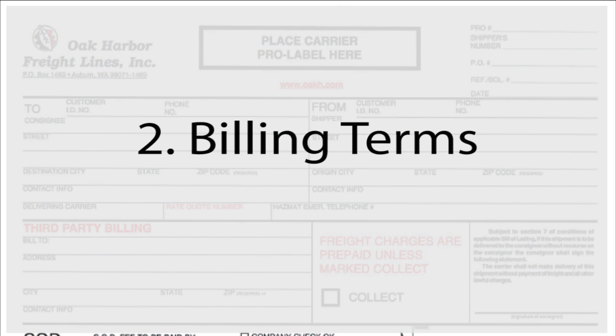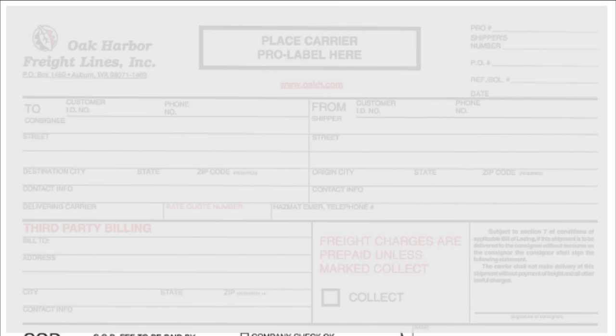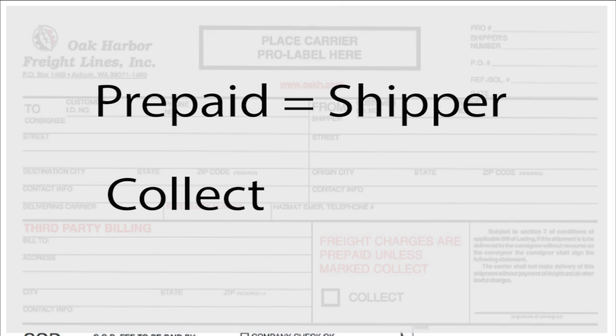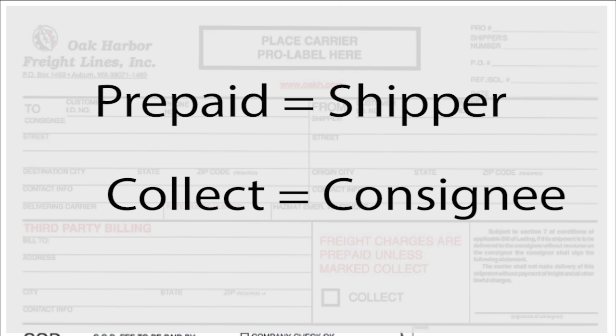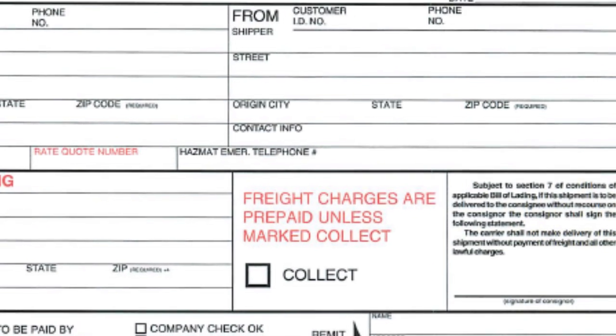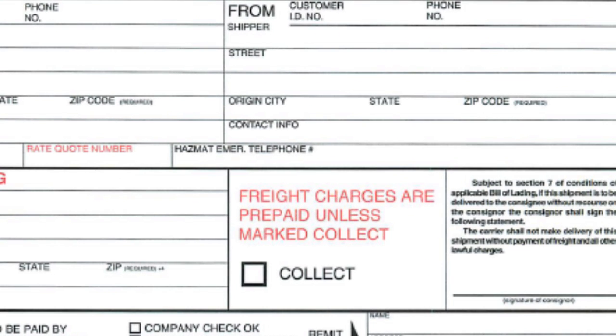The next thing we want to look at are the terms. Terms indicate who is responsible for paying the freight charges. There are 2 types of terms: prepaid and collect. Prepaid means the shipper or the shipper's designee is paying the freight charges. Collect means the consignee or the consignee's designee are responsible for freight charges. Every bill of lading has a default set of terms. On our bill of lading, it defaults to prepaid. It states, freight charges are prepaid unless marked collect.